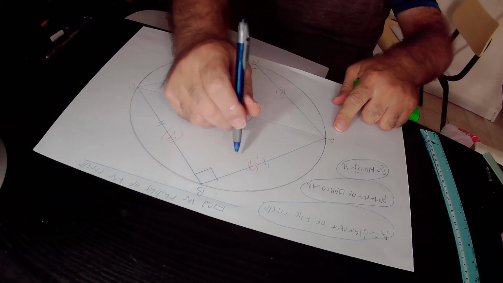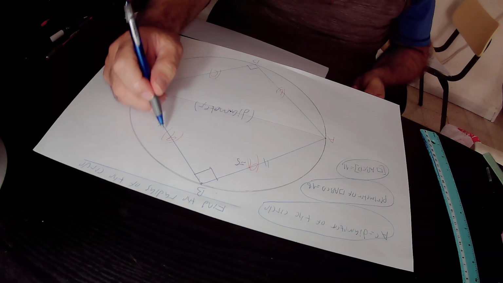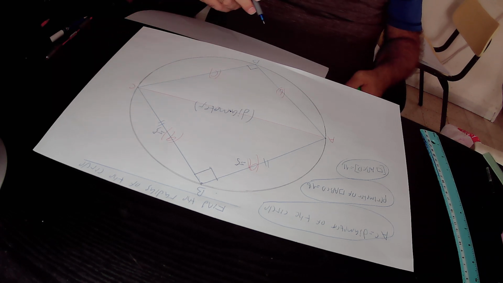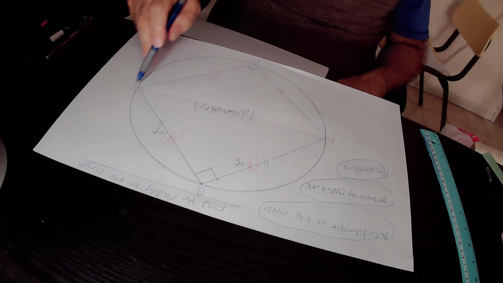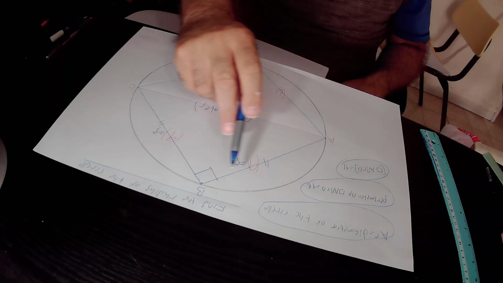Side AB equals a, and a is 5. Side BC also equals a, and a equals 5 units. In the next step, we implement the Pythagoras theorem on this right triangle ABC.